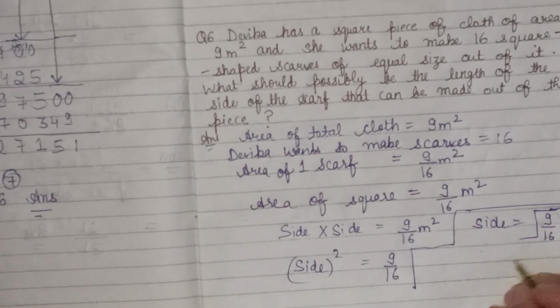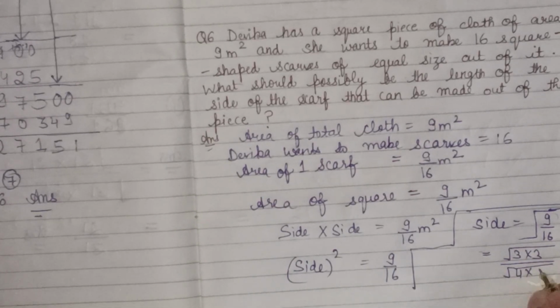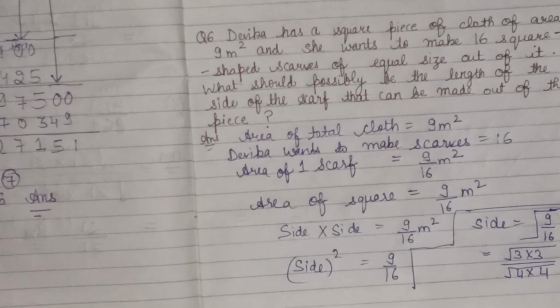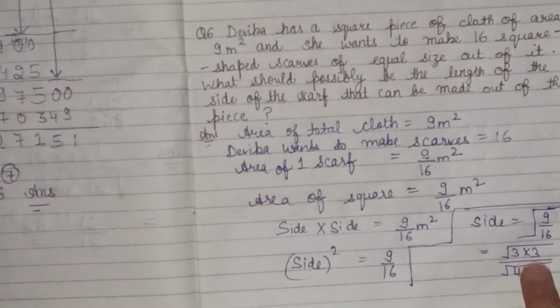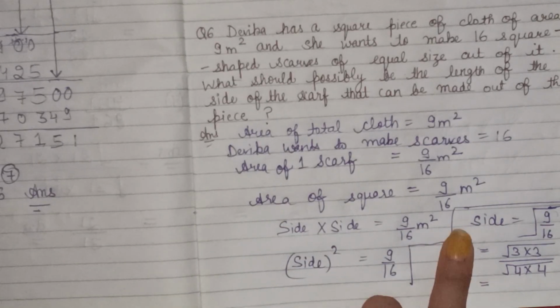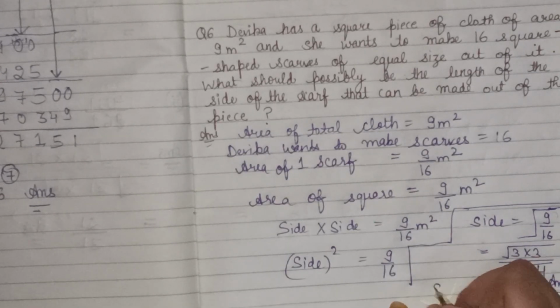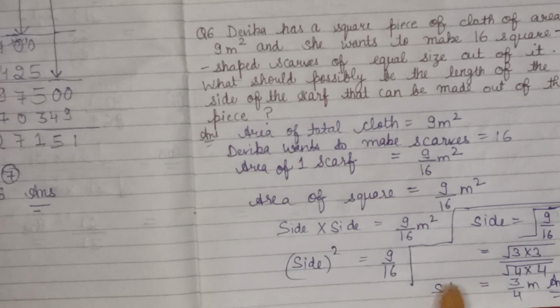We can also write under root 9 as under root 3 multiplied by 3, upon 16 as 4 multiplied by 4. Then this forms a pair, this also forms a pair. So we can write only one number from upper and one number from lower. So I write 3 upon 4 meter is our answer. So this side is equal to 3 upon 4 meter. This is our answer. That's all in today's video.